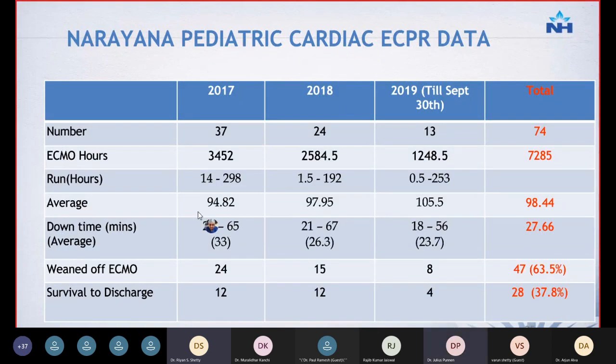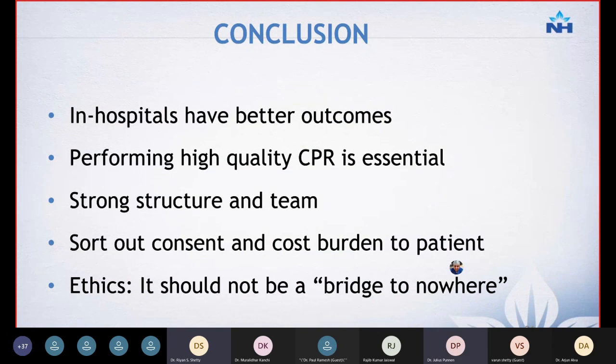What's good to see is the average run of ECMO is shorter, unlike in adults. So it's much shorter. And what's nice to see is the average downtime is running between 23 and 33 minutes. It's not important how short the downtime is. It's always important. As I said, adequate cardiac compressions are the most important thing.